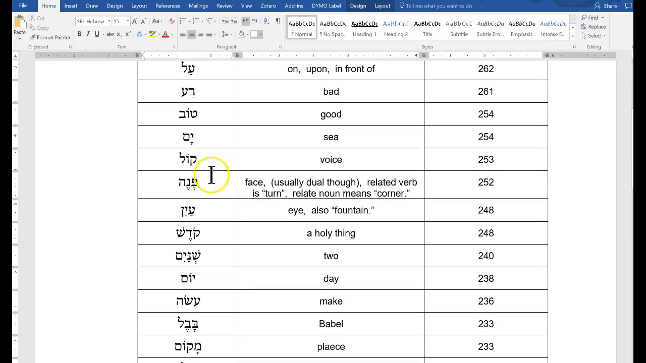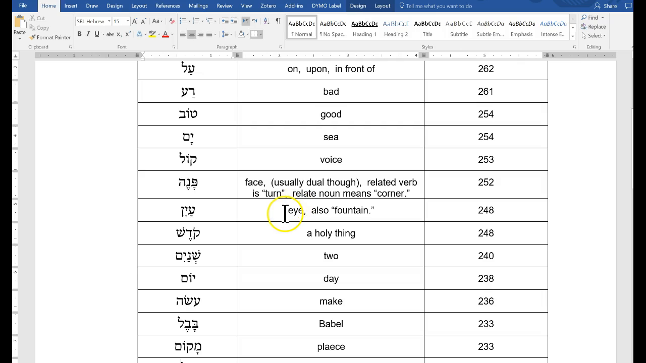Yom is sea. Sometimes I confuse that word with yom, but yom is sea. Kol is voice. Paneh is face, but usually it's in the dual or in the construct, paneh or lifneh. This root is related in the verbal form to turn, and another form of the noun means corner. I'm not sure what all that has to do with face, but they are related words.